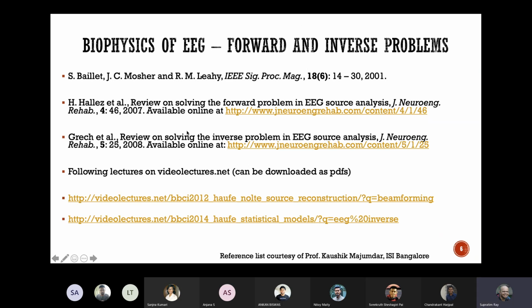Okay, so the references that I'm going to follow are mainly these ones, Hallez and Grech. Very nice reviews, but hard to understand. So you'll have to spend some time reading this. This uses a fair bit of linear algebra. So you'll have to brush up your linear algebra to do this. And then there are a couple of lectures here that are also very useful by Haufe and Nolte, which you can actually even download as PDFs.